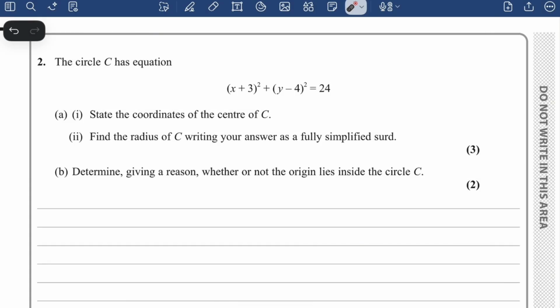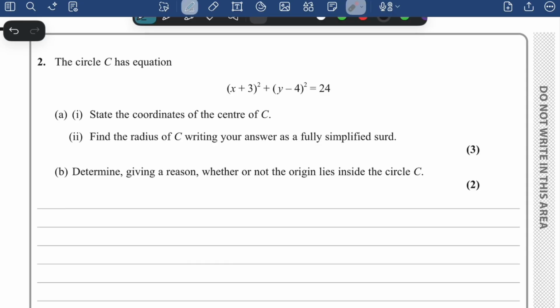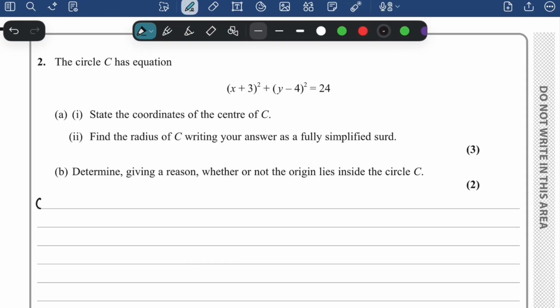Okay, so question 2 says the circle C has this equation here. State the coordinates of the center and the radius, and determine if the origin lies inside the circle C. So let's just consider part A for now, right? The general equation of a circle is just going to be (x - a) squared plus (y - b) squared equals r squared, right? Where x and y are variable coordinates and a and b give the center, right?